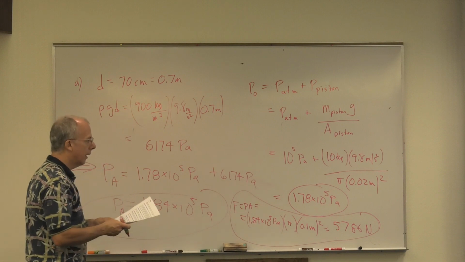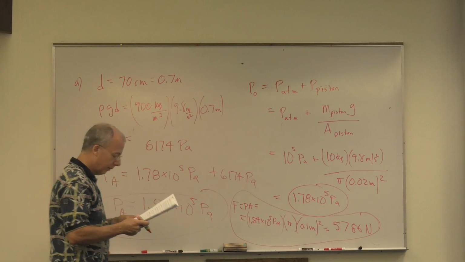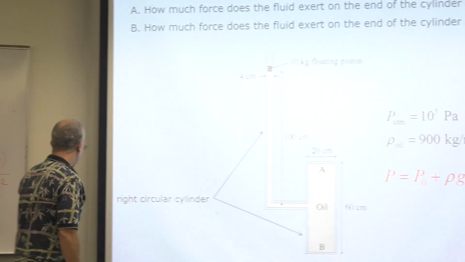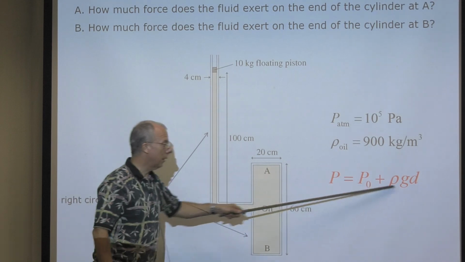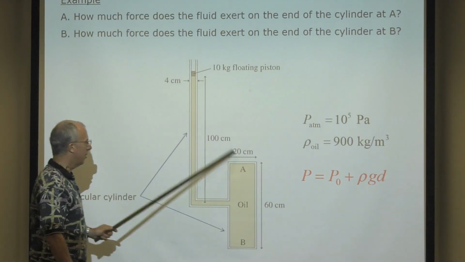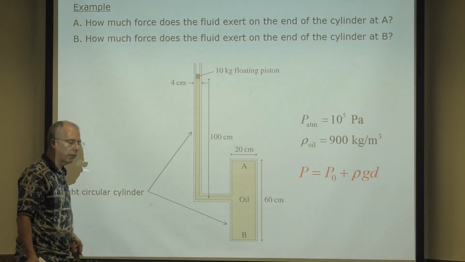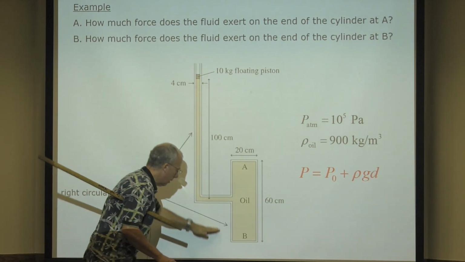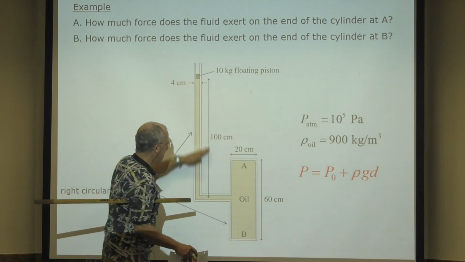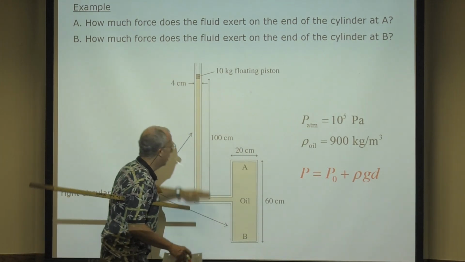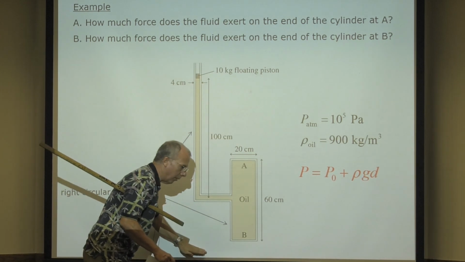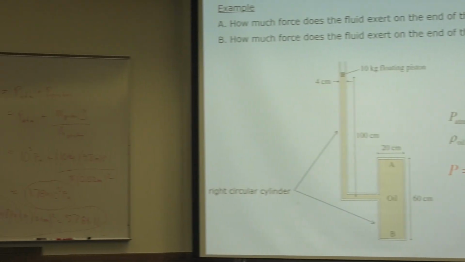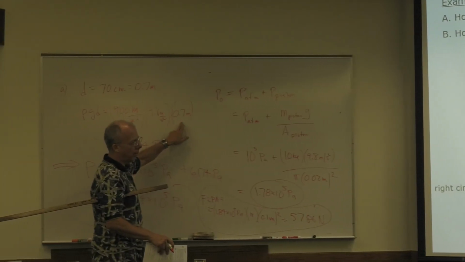Okay, B. How much force does the fluid exert at the end? Well, I'm still going to use this equation. P0 is still P0. That doesn't change. What's the only difference? The only difference is now the depth is this. So this is 100 centimeters, this is 30 centimeters. So the depth is 130 centimeters, 1.3 meters. So it's basically the same problem, except instead of putting 0.7, you're going to put 1.3.